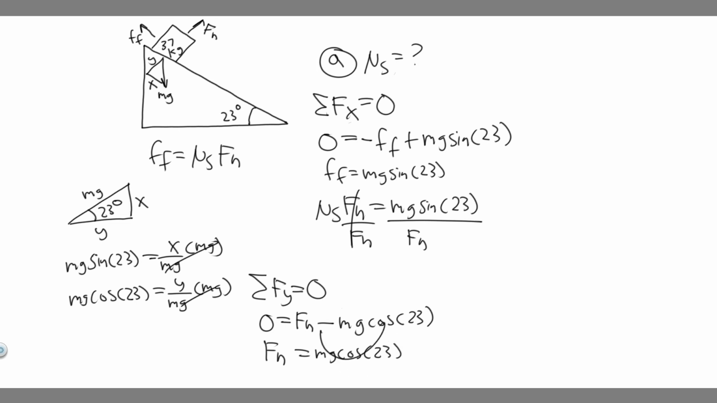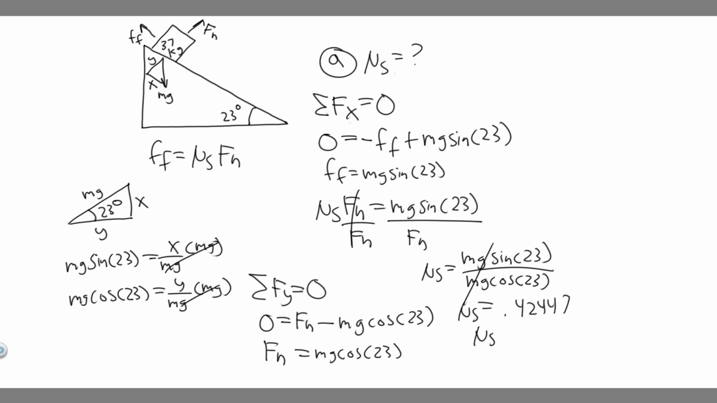So now we have the normal force, and so if we want to solve for mu sub s, or the coefficient of static friction, it's just mg times the sine of 23. And then if we divide by f sub n, which is mg times the cosine of 23, notice what's going to happen. Mg can cancel, so it's really just the sine of 23 divided by the cosine of 23. And when you do that, you're going to get mu sub s is equal to 0.42447. And so you can round however you want. You can just say the coefficient of static friction is equal to about 0.42.